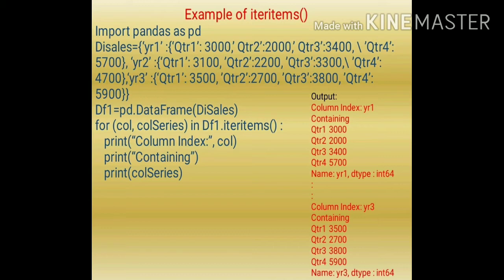Again the loop will go up by iteritems. Then the value of column index will be yr3. And again it will display all the rows qtr1, qtr2, qtr3, qtr4. So it will go on till all the columns are completed. Whatever columns you have, it will go for all the columns, and each and every time we go in the loop, this loop will display values for all the rows which are given in that particular column. I hope it is clear to you all.